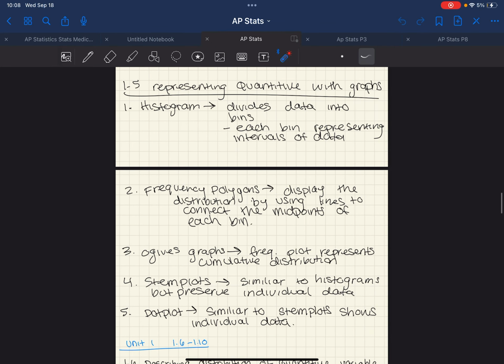And remember, on Schoology, I have a more detailed version of these notes that have an example diagram of each of these if you want to go ahead and check that out.